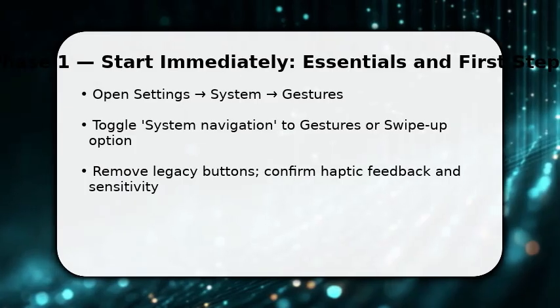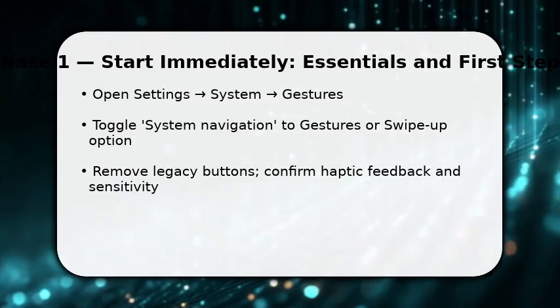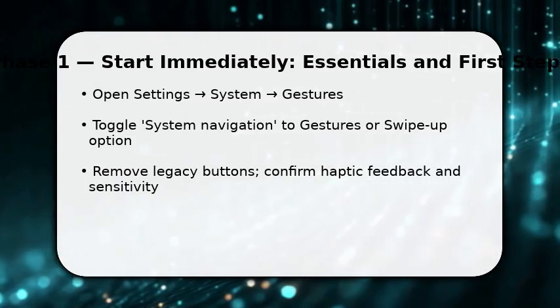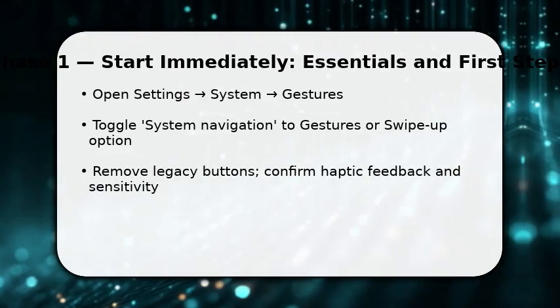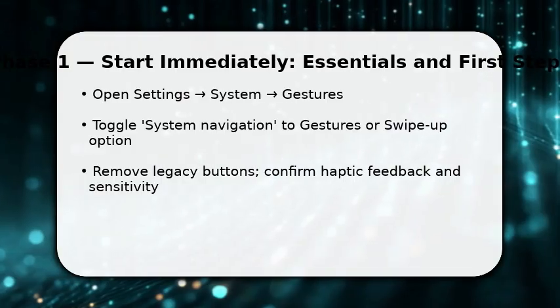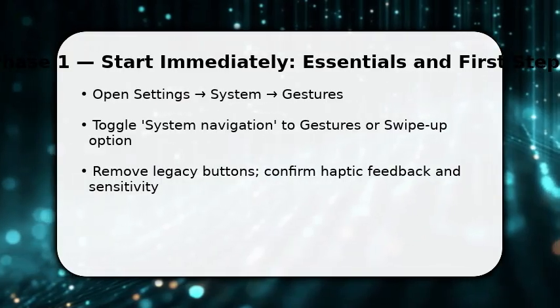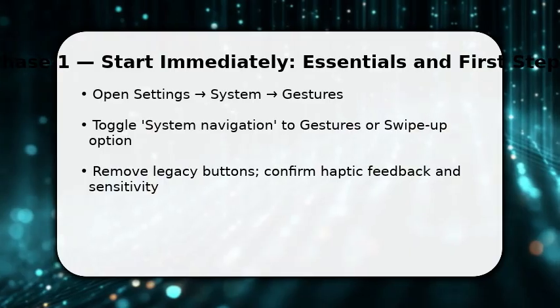You'll start by enabling gesture navigation. Open Settings, go to System, then Gestures. Tap the gesture navigation option so the OS replaces buttons with swipes. Once done, check haptic feedback and sensitivity. This lets you feel successful inputs and reduces missed swipes.